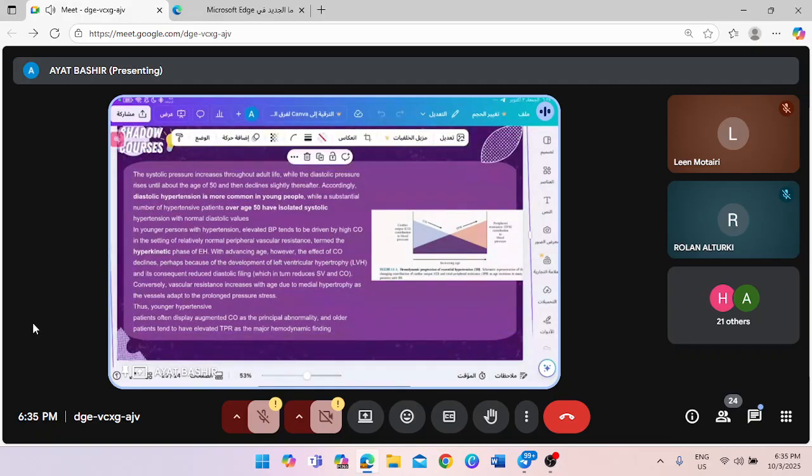Okay, so young patients usually will have increased cardiac output. In younger patients with hypertension, elevated blood pressure tends to be driven by high cardiac output, as we said, in the setting of relatively normal peripheral vascular resistance. This is termed the hyperkinetic phase. Okay, meaning the younger patients have high cardiac output.